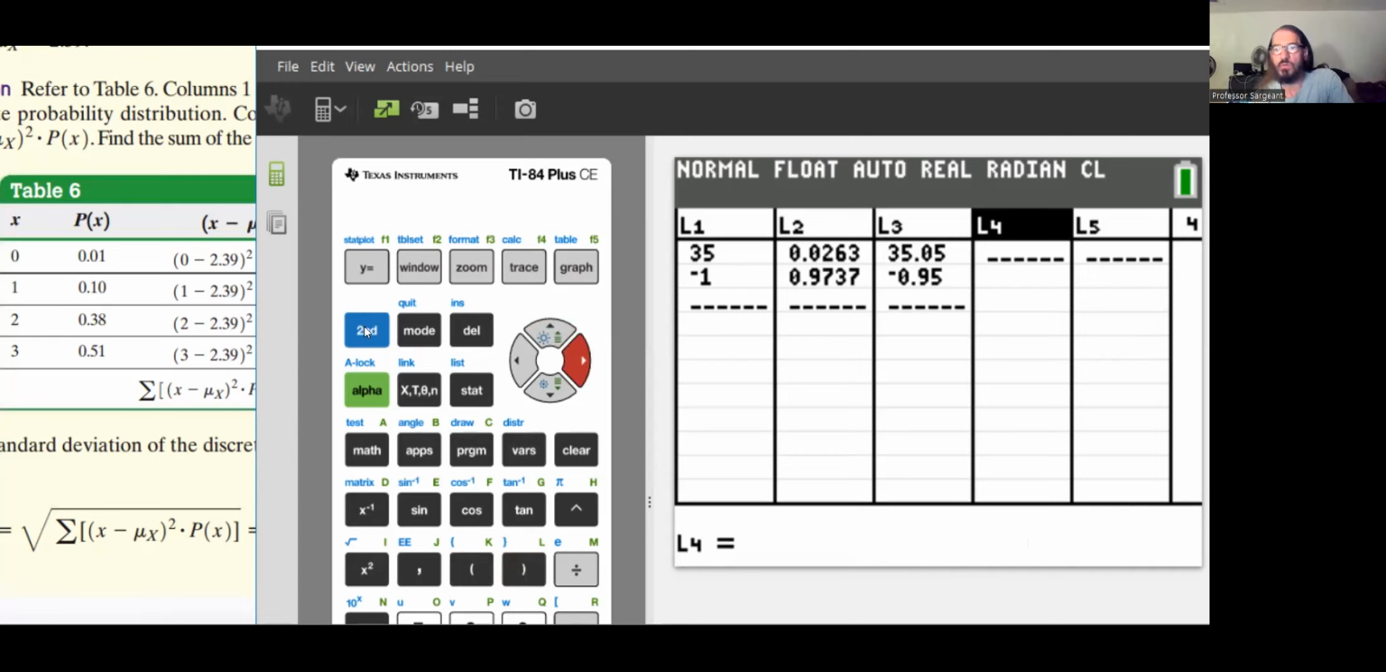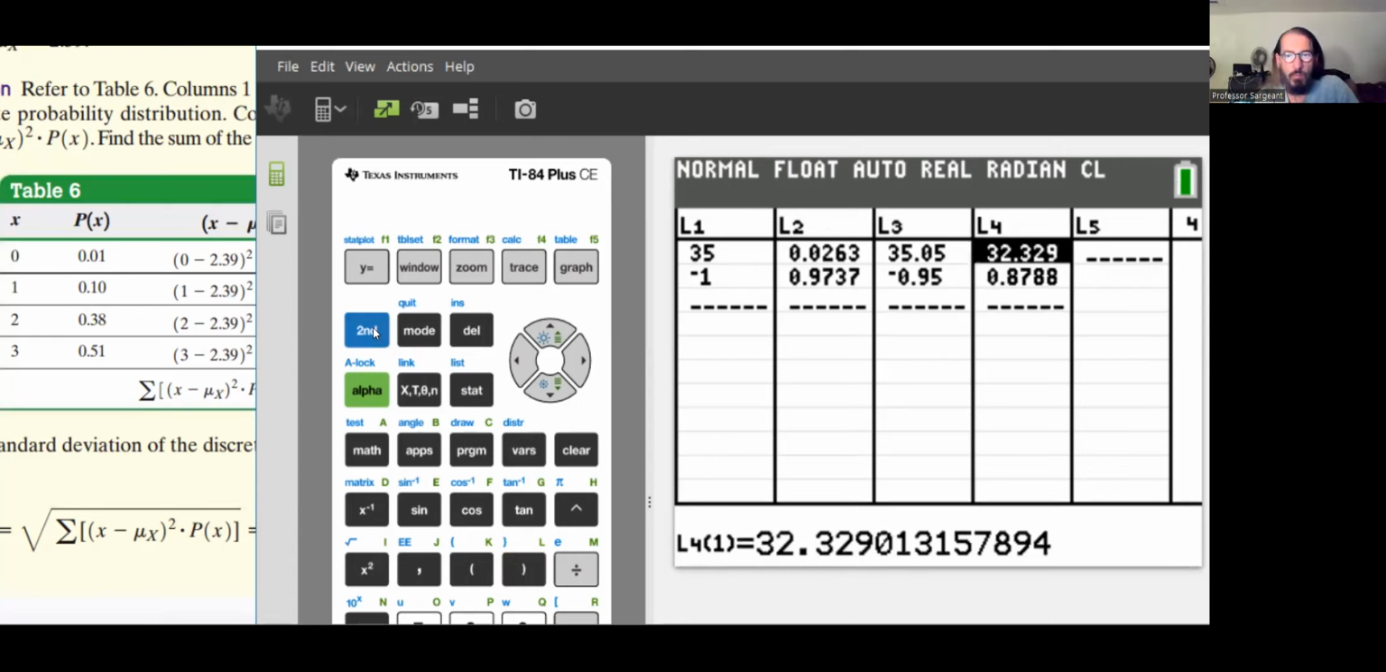I could have done this all at once, but I'm going to square those and multiply by the probability. So going to the top of that column, tell it to take what's in list 3 and square it. Put parentheses around this just in case. Square it, and then multiply by the probability from list 2. We then want the sum. Notice what we're seeing written here is not as detailed as what's showing at the very bottom. So I'm going to let the calculator find the sum of list 4.